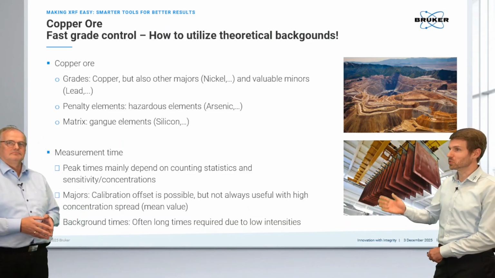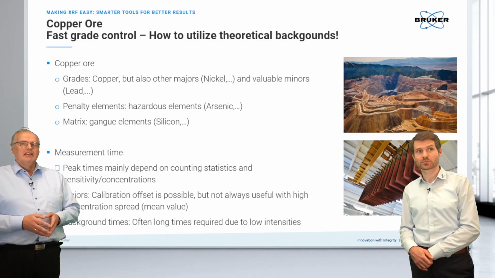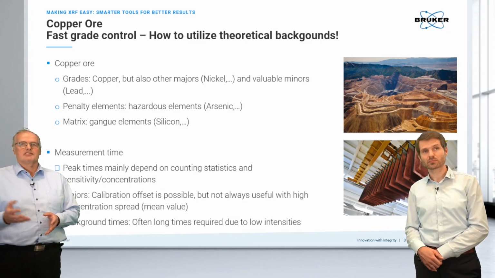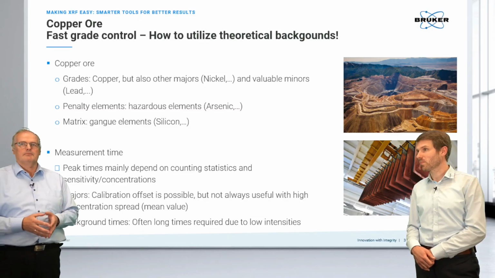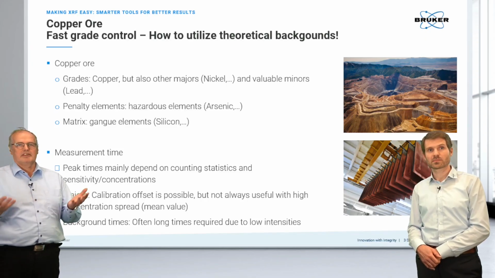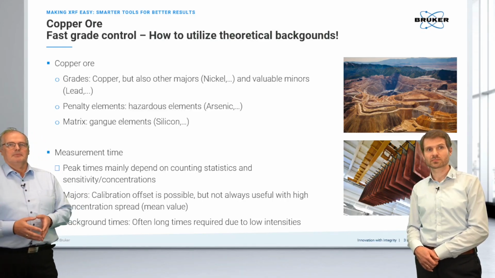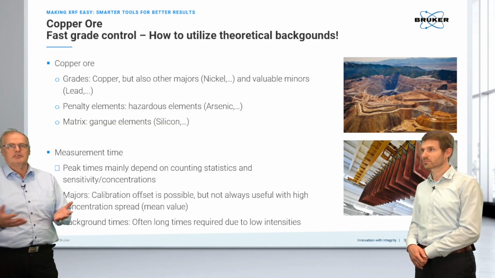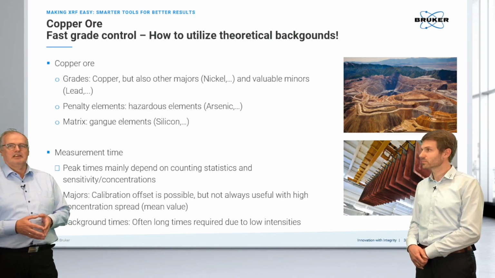So maybe another example here, Kai. Maybe you can look into copper ores and what we can do here, for example, with theoretical backgrounds. Yeah, copper ore. We look for grade control. The copper is interesting. Sometimes there are other majors like nickel, which easily come up to 10%. And then sometimes other valuable minors. We can think about lead whenever we go into the battery market. And then, of course, there are penalty elements, typically hazardous elements like arsenic or elements which hurt us in the mineral processing. And sometimes matrix gangue materials are important.